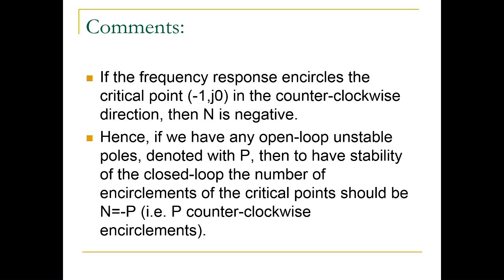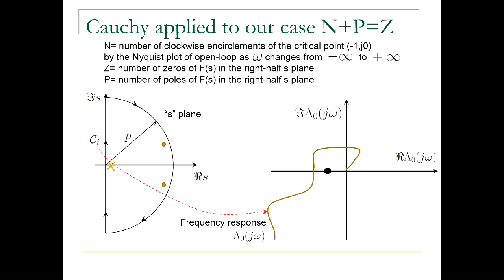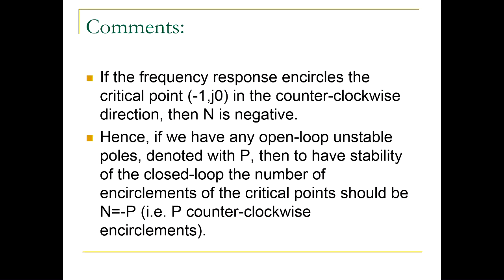Why am I saying here n is equal to minus p? Because I want z equals 0. That's what I want. When z is 0, the closed loop system is stable, right? So n should be minus p. So the plot should be encircling counterclockwise p times.